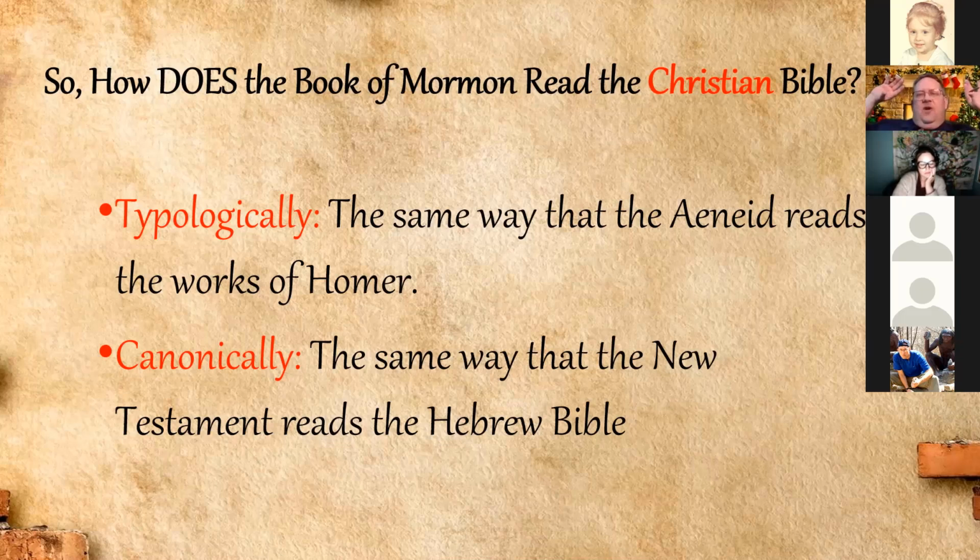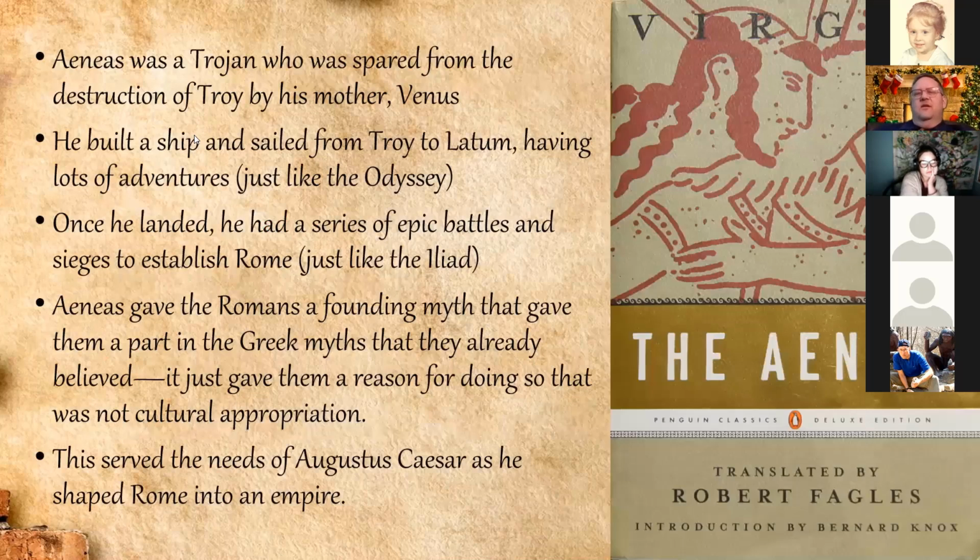And so I want to talk about these 2 analogs, one that comes from classical studies and one that comes from biblical studies, of how to read typologically. And let's start with the Aeneid. I would normally be asking questions about this, but I'm just going to sort of lecture, and then we'll do questions and answers later.